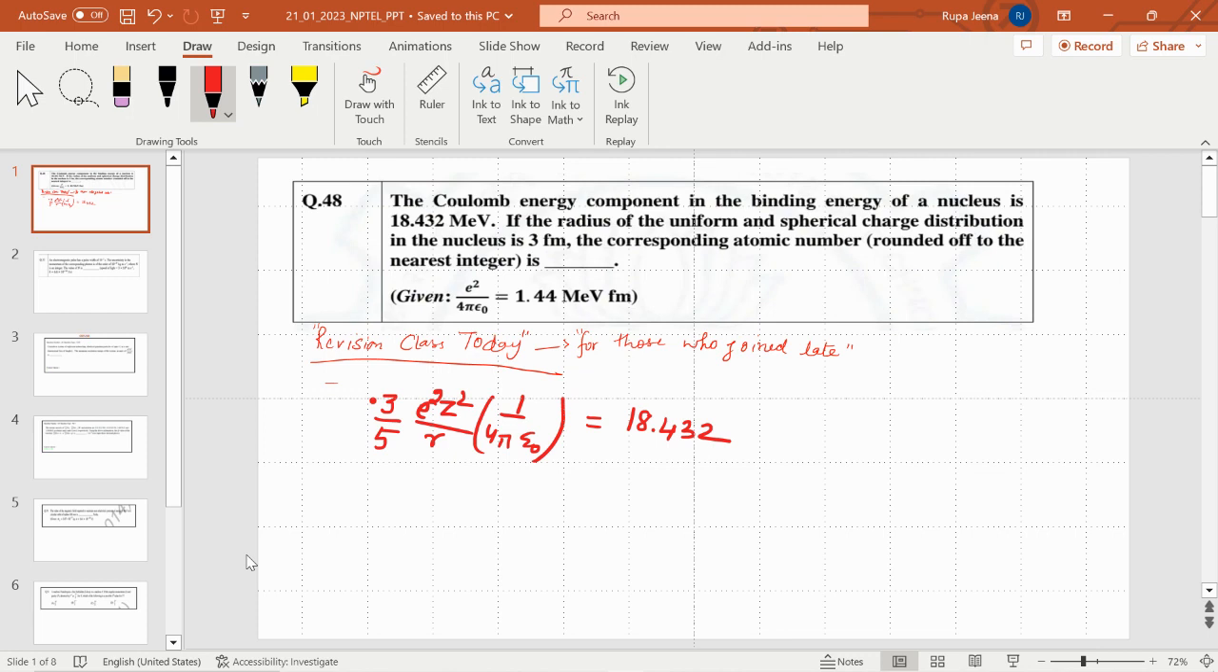No, no, no. That is for a different one, when you are reading the other formula. I forgot the name of that. There is one formula, the semi-empirical mass formula, in that. But here it is given that the Coulomb energy component in the binding energy of the nucleus is this. The formula for the Coulomb energy component in the binding energy is 3 by 5 q square by r, 1 upon 4 pi epsilon naught. You cannot use the semi-empirical mass formula because it is not mentioned.